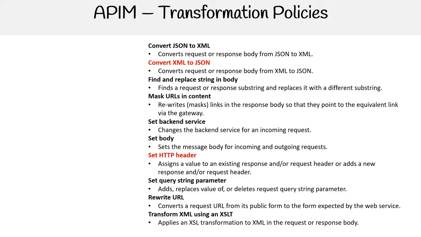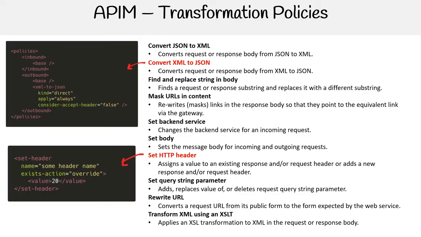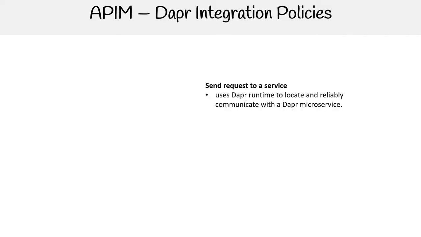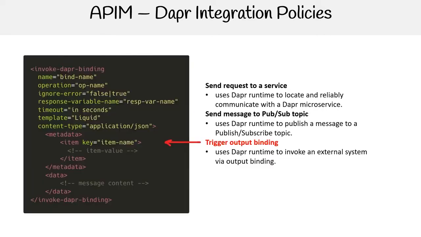Let's look at XML to JSON because I thought that one was kind of interesting. So you say XML to JSON, and I guess it just turns it into JSON. HTTP header, something very common that you'll be doing. You can just set a header for whatever values you need to pass along. We have Dapr integration policies. So send request to a service, send message to pub/sub topic, trigger output binding. And there's an example of a trigger output binding.